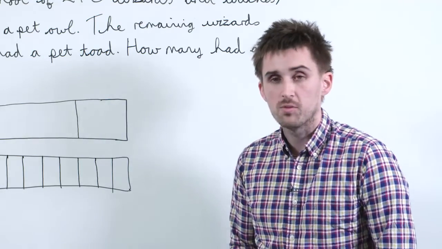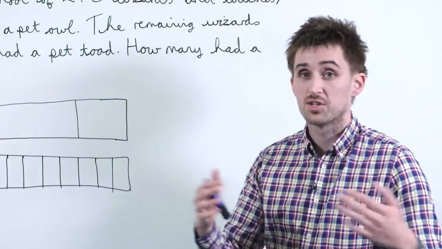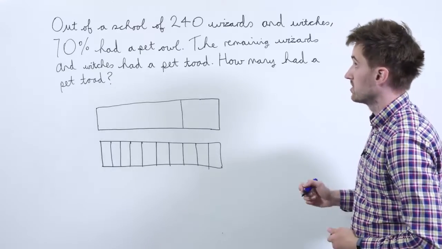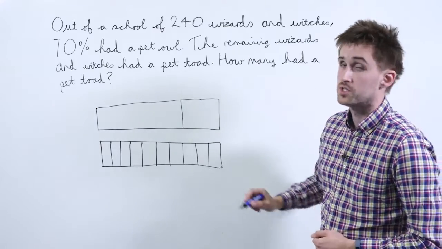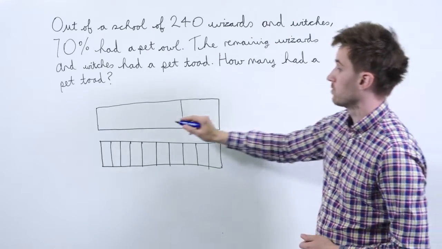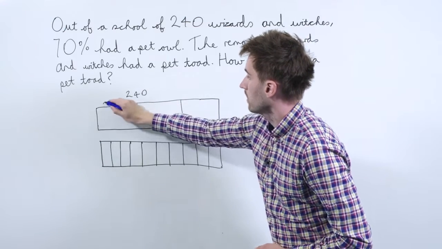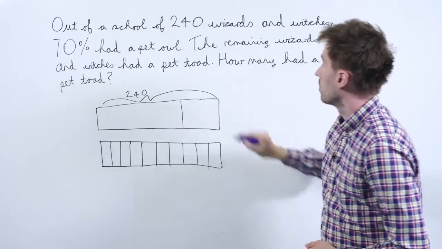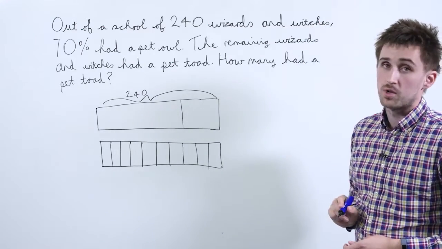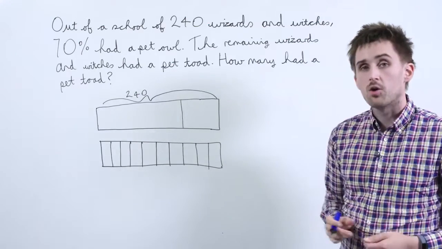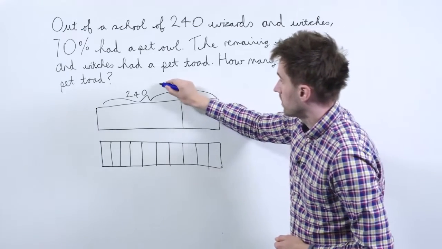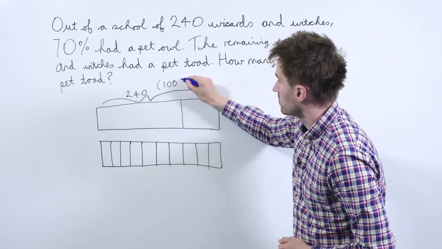So as we've done before, we can use a bar model to represent our whole. Now in this case, our whole is 240 wizards and witches. So we can represent this here. This is our whole of wizards and witches. And as that is our whole, our total, we can also represent this as 100%.